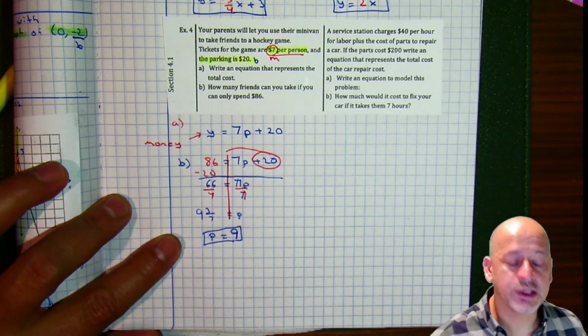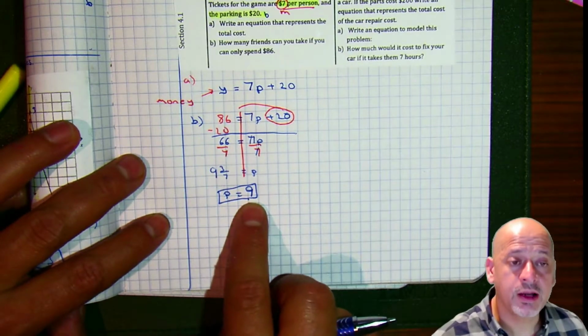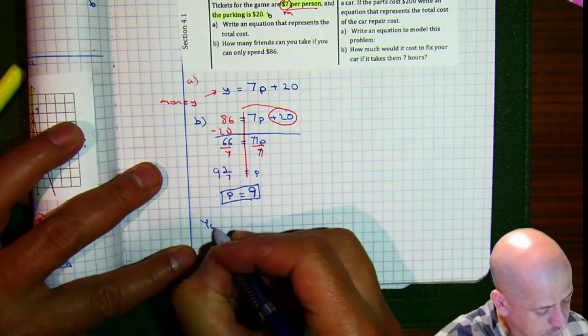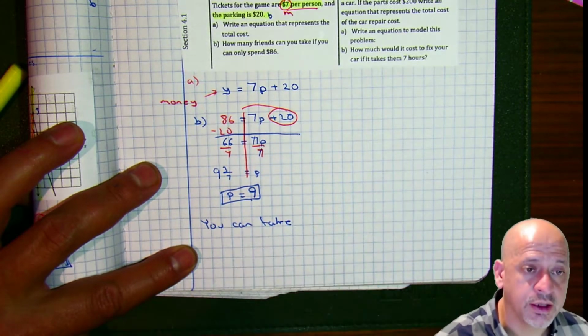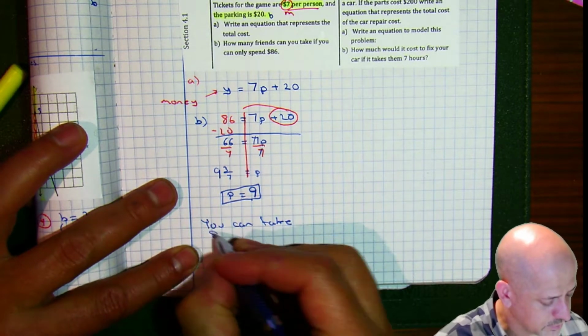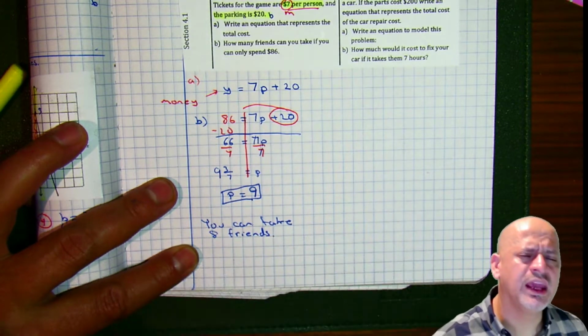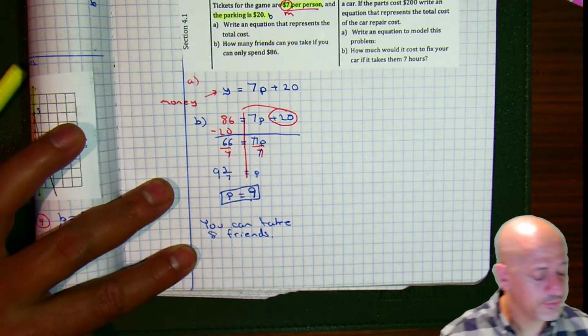So how many friends can you take? Well, if you can pay for 9 people, you can only take how many do you think? 8 friends. And why only 8 friends? Because you have to pay for yourself.